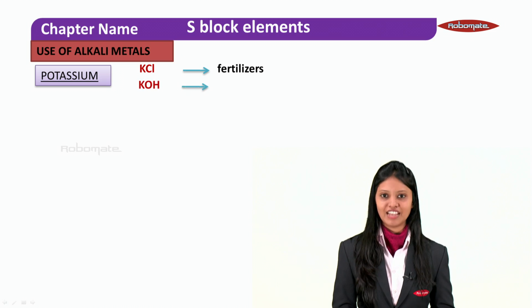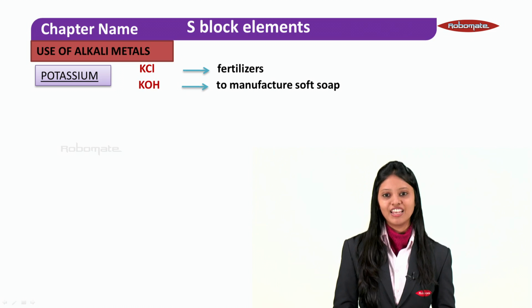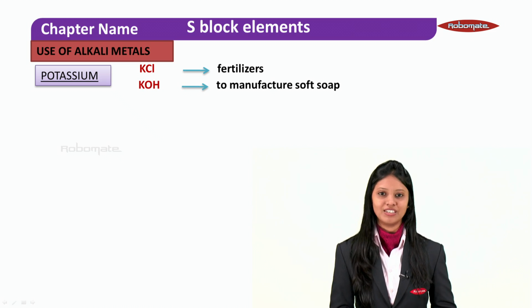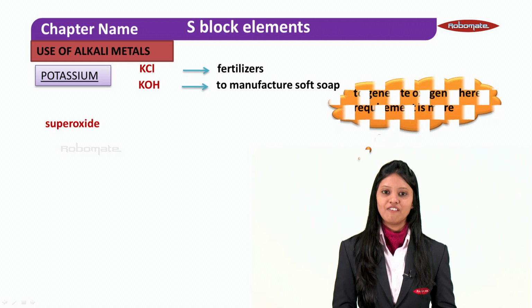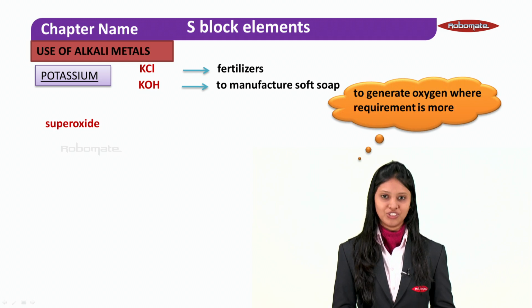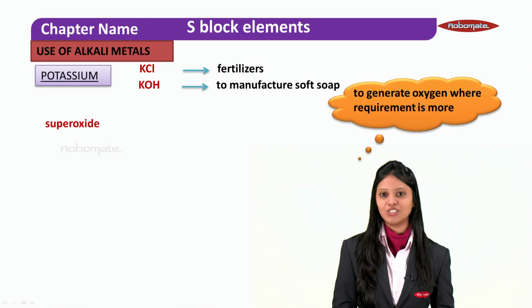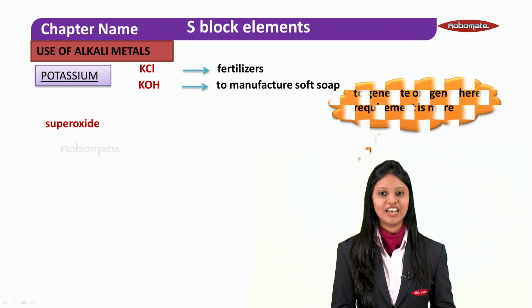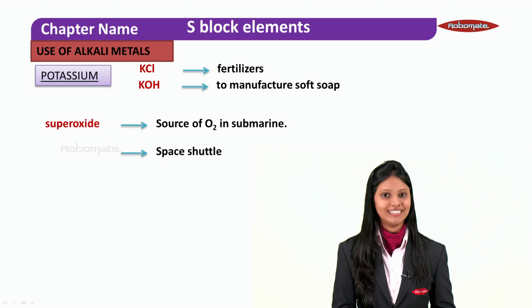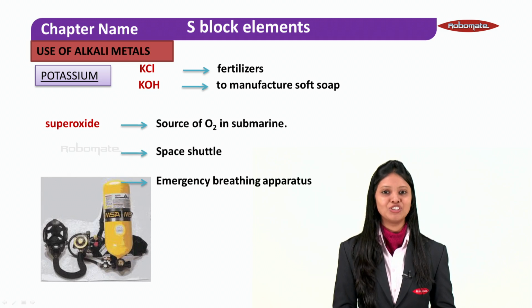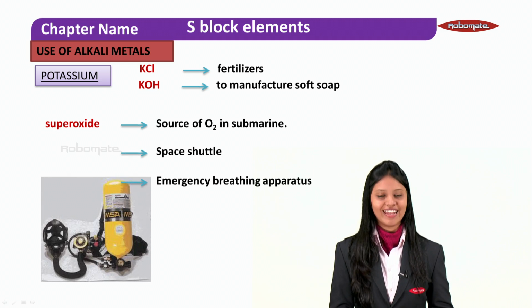The second compound of potassium, potassium hydroxide, is used in manufacturing of soft soap. And the important product of potassium, potassium superoxide, is generally used when we have to generate oxygen. So let's see the uses of the superoxides. Superoxides are used mainly in submarines, space shuttles, and the last thing is emergency breathing apparatus, where the requirement of oxygen is very high.